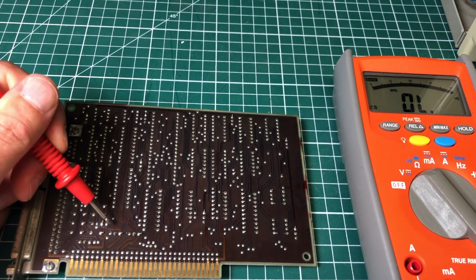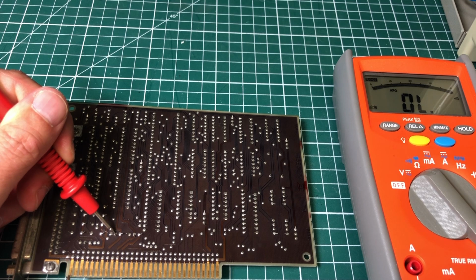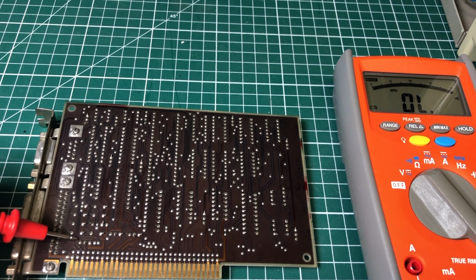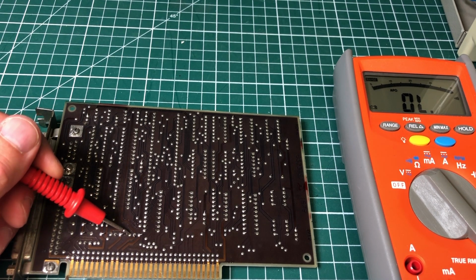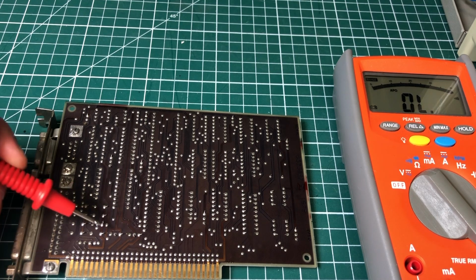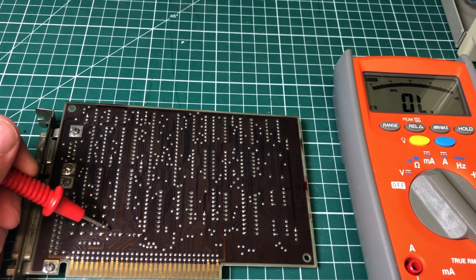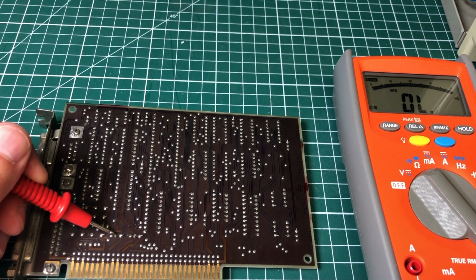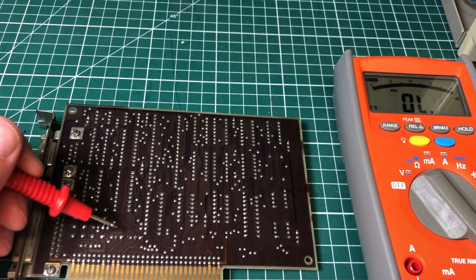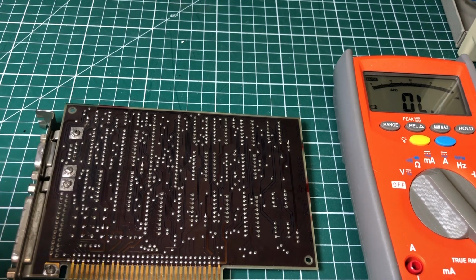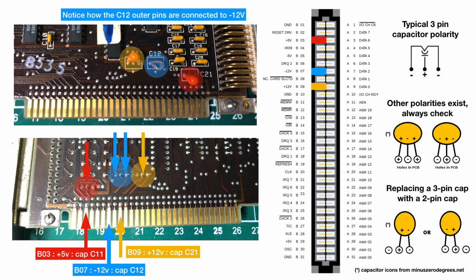Now, onto the capacitor that blew up. Notice that the middle pin here has continuity to ground, whereas on the other capacitors, the outer pins have continuity to ground. This is because the capacitor that blew up is hooked up to the minus 12 volt rail. So in this case, the middle pin of the capacitor uses ground as a reference. And then the outer pins point to the minus 12 volts on the ISA bus, which is pin number 7. Here you can see an overview of all the capacitors and how they are hooked up to the ISA bus.